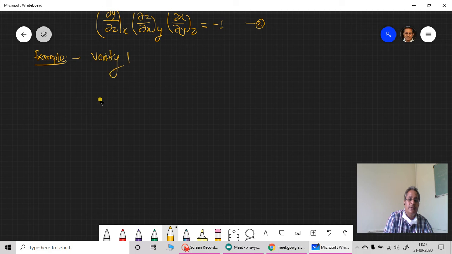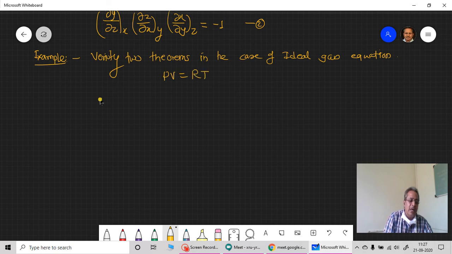verify two theorems in the case of the ideal gas equation. Now this particular equation of state, we call it PV is equal to RT, the ideal gas equation.